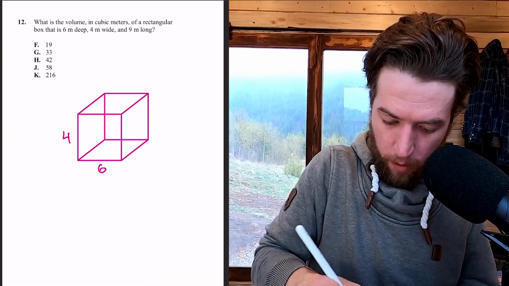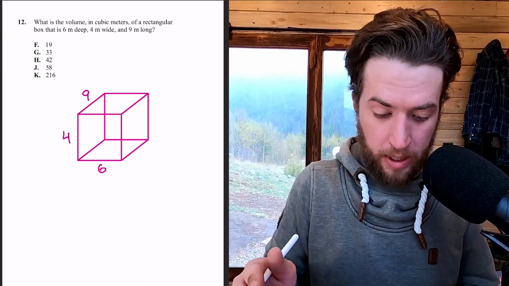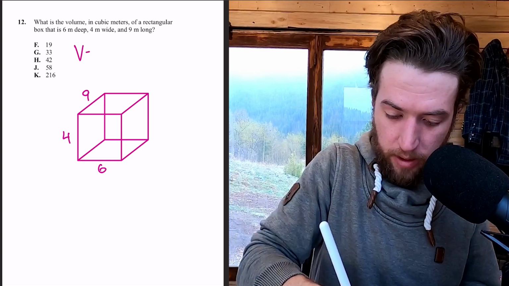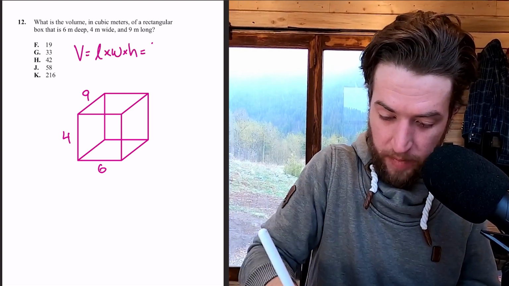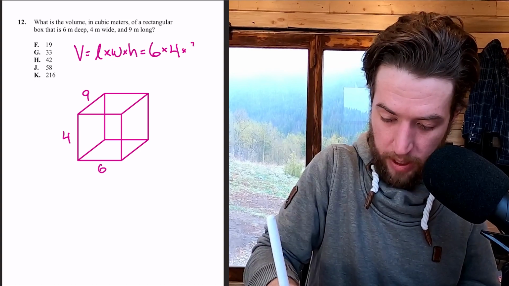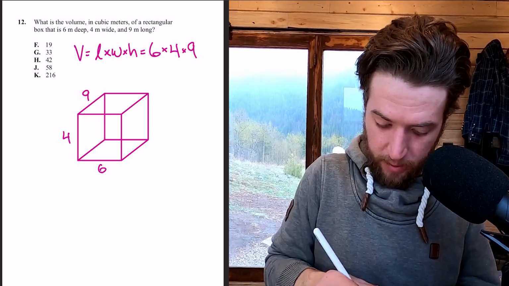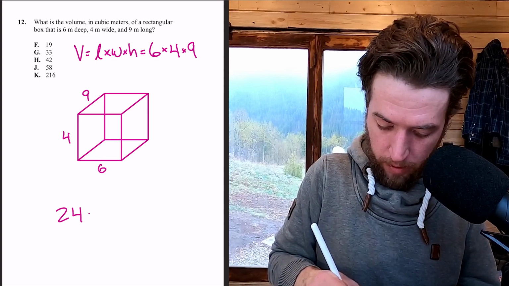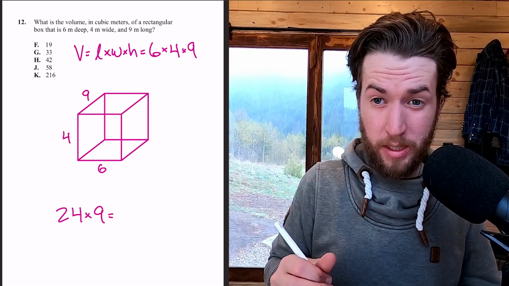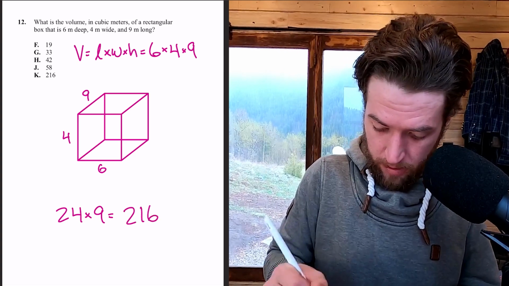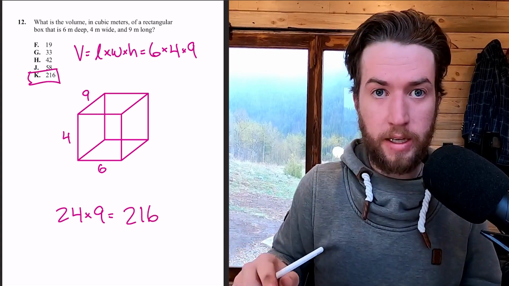6 by 4 by 9 in one orientation or the other, and the volume is literally just length times width times height. Probably spent too much time on this problem. 6 times 4 times 9. 6 times 4 is 24, times 9 is 240 minus 24, which is 216. Look at that, answer K. On to the next.